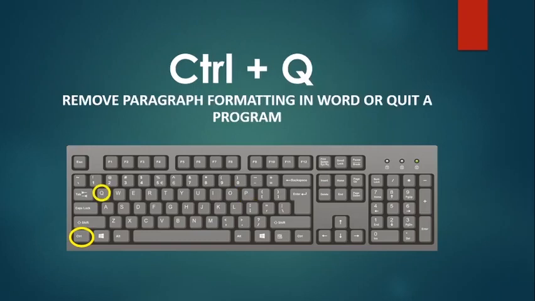Next one is Ctrl Q. It will remove the formatting from a particular paragraph, or it can simply quit the program for you without giving you any notifications about it. So it's a quick quitting key.